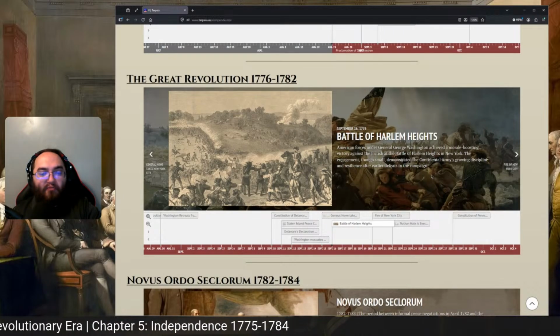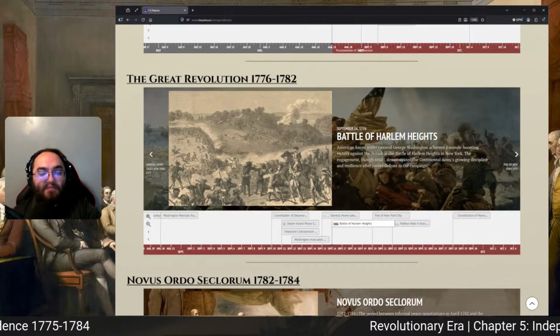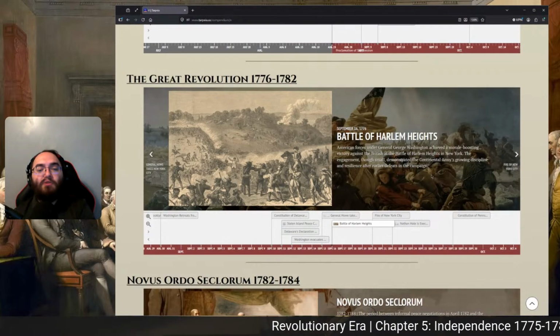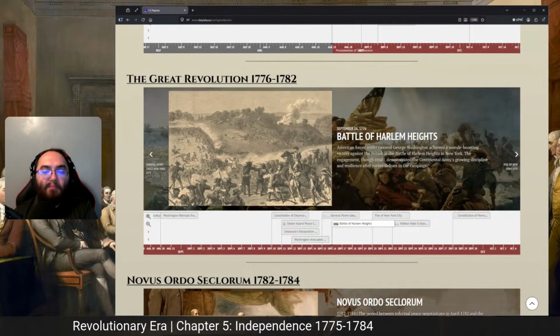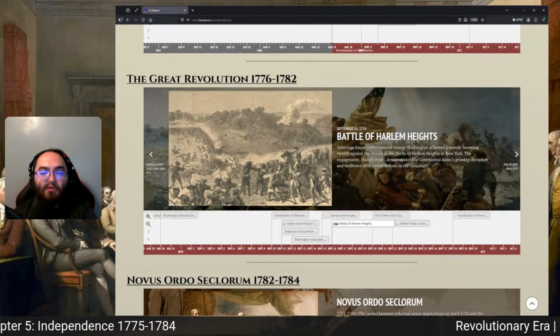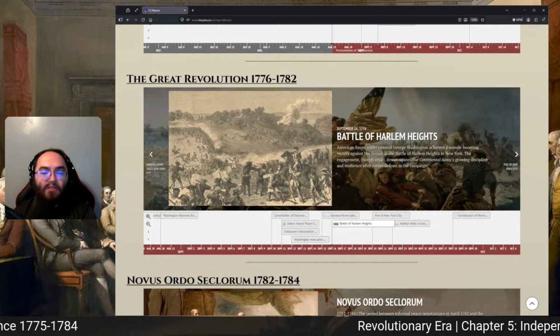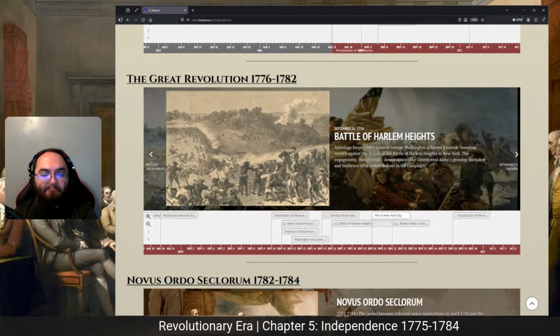Then you had the Battle of Harlem Heights on September 16th, 1776. American forces under General George Washington achieved a morale-boosting victory against the British at the Battle of Harlem Heights in New York. The engagement, though small, demonstrated the Continental Army's growing discipline and resilience after earlier defeats in the campaign.